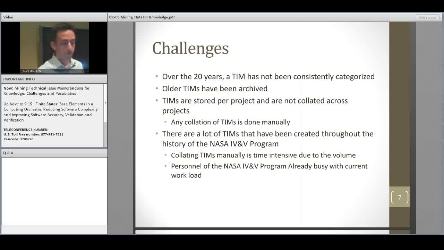Not all of the TIMs that we have created over 20 years are at our fingertips. Older TIMs have been archived. TIMs are stored per project and are not correlated across projects. And just by being in this line of business for 20 years, we have amassed a significant amount of TIMs. So there's a lot of TIMs to go through, which is a time-intensive effort.